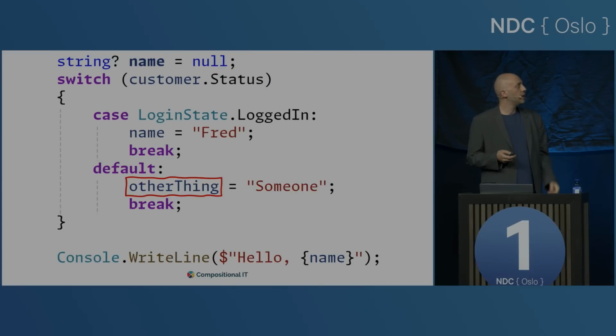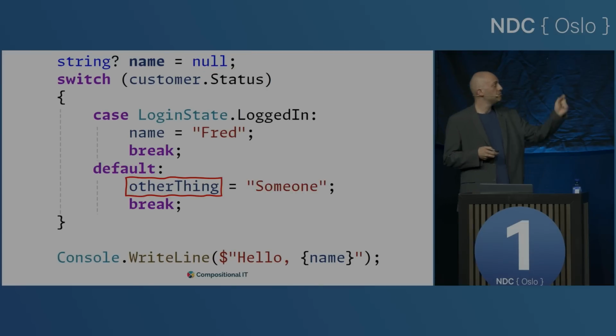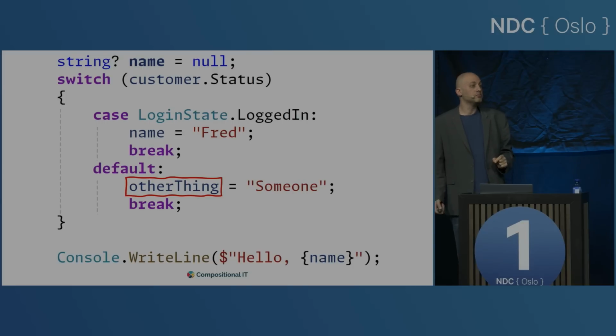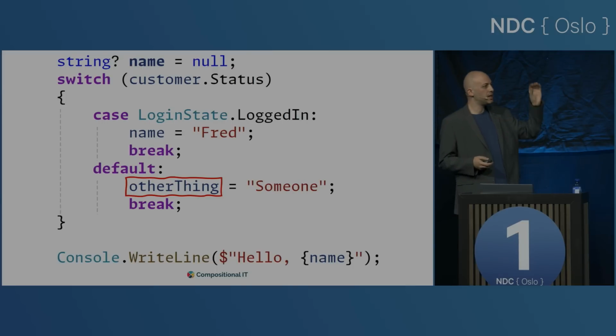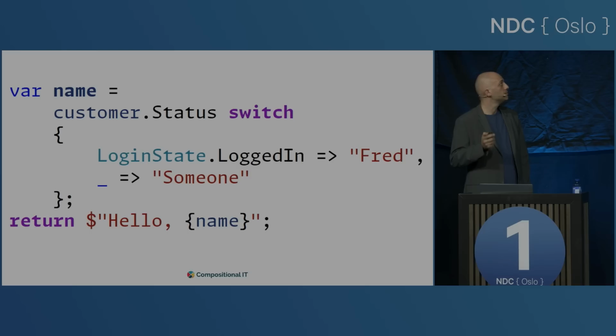You could also do something like that and assign accidentally to the wrong variable. Again, the compiler has no idea what you're really trying to do, which is to guarantee I want to assign something to name. If you did this as an expression, that whole thing goes away.